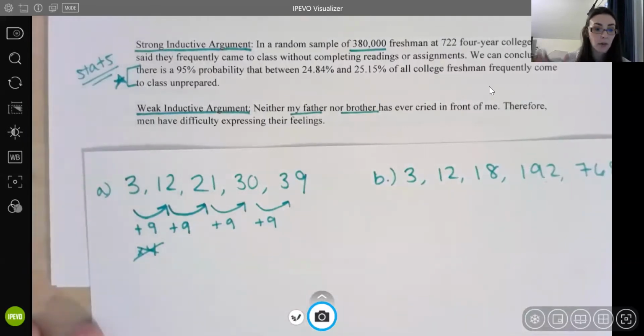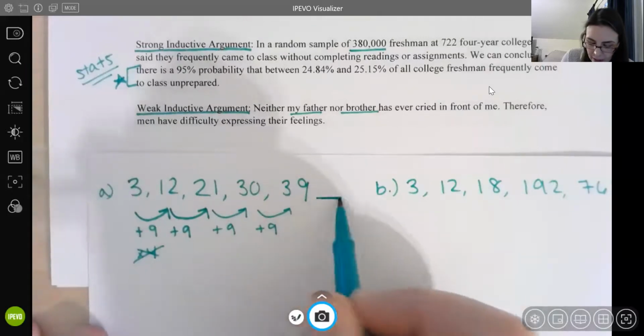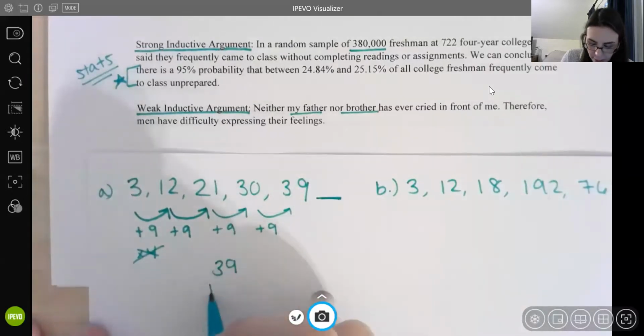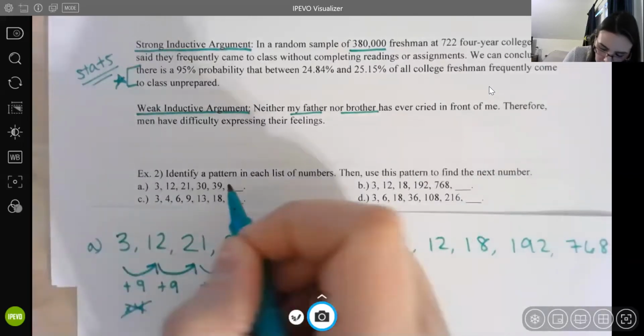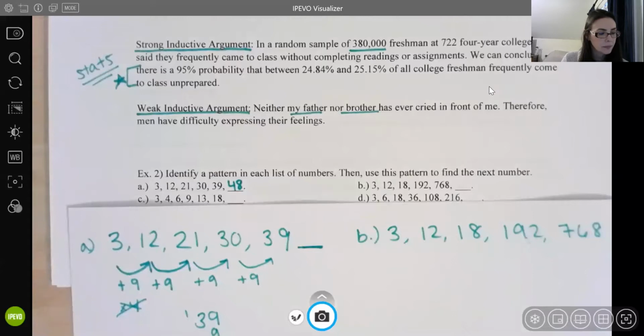See if you can add or multiply or subtract or divide to get to the next number. So this +9 is working. So to find that next value, I'm going to take my 39 and I'm going to add 9 to it again. And that should give me the next value in my list. All right, so let's do the next one now.